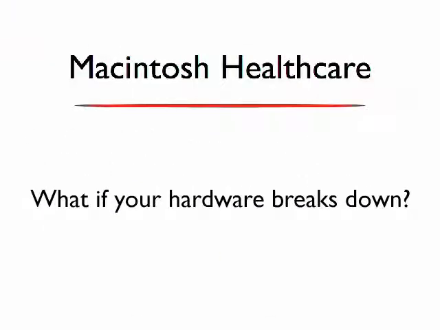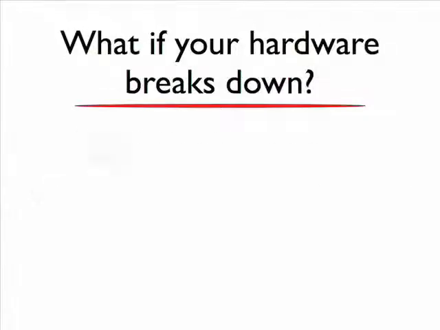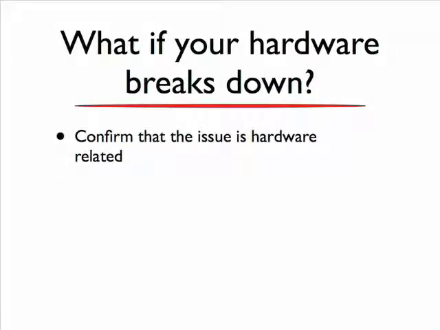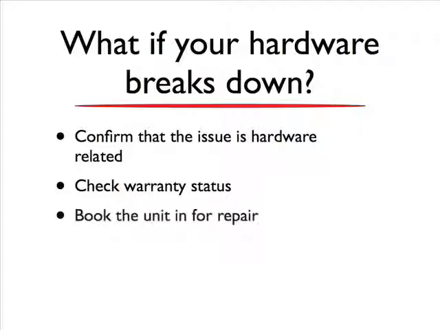The next part of this podcast will look at what you should do if your hardware breaks down. One of the first steps is to confirm that the issue is definitely caused by hardware. This is important to help you avoid sending your machine away, only to find the issue was something you could have resolved yourself. Secondly, you need to check the warranty status of your computer, which I'll show you how to do in a second. And then finally, just book the machine in for a repair.